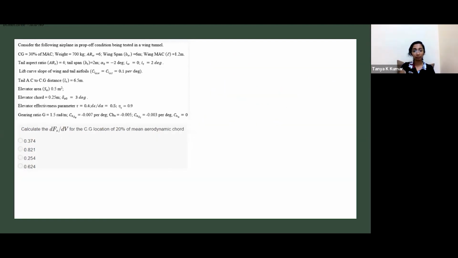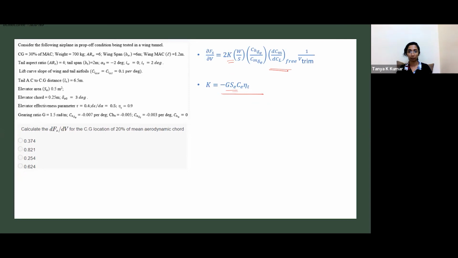Then calculate dFs by dV for the CG location. Again, it's the new CG location, that is 20% of mean aerodynamic chord. The equation for dFs by dV is this. We've calculated every other value. The only missing value is K. K is given by this. All of these quantities are given in your question. You can calculate K and substitute it here. For dCm upon dCl, please note that it should be the new dCm upon dCl, that is for 20% mean aerodynamic chord. That is the point that you need to remember while solving this question.